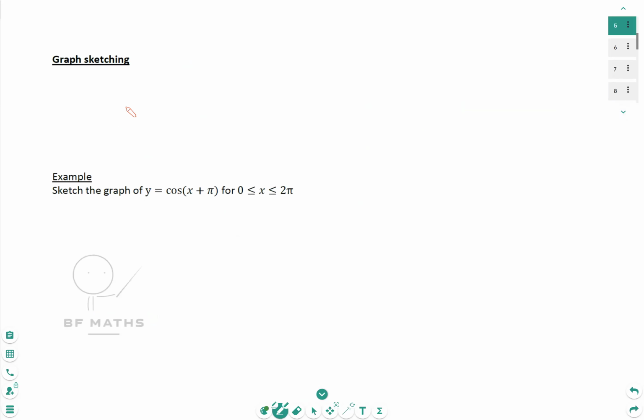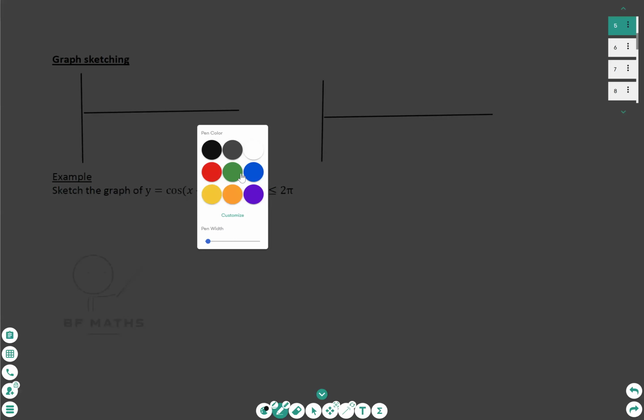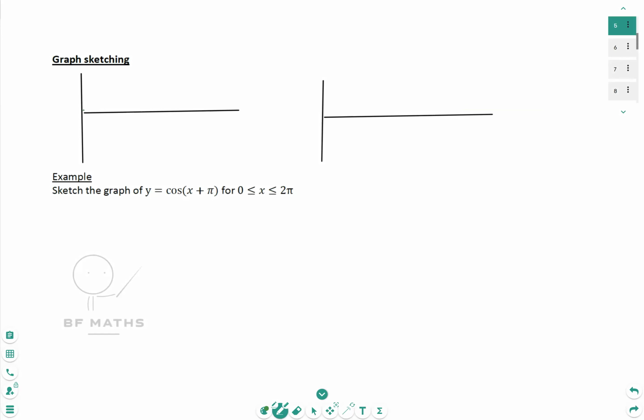Right, graph sketching. What about graphs? We'll do the sine graph and cos graph. Hopefully you do remember the sine graph and cos graph of the normal degrees. For the sine graph, we know it is simply like this. That's y, that's x, and that's 1, that's minus 1. In terms of angle, where we normally have 90 degrees in here, we write pi over 2. That's pi, that's 3 pi over 2, and that's 2 pi.